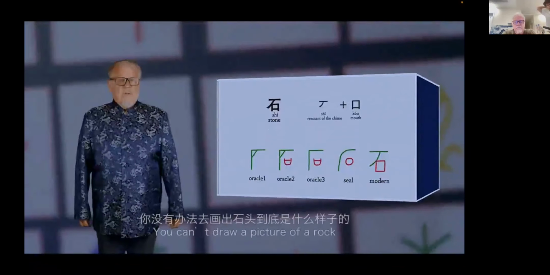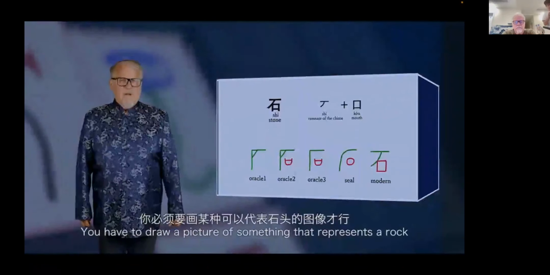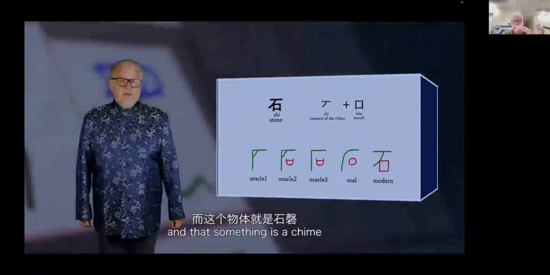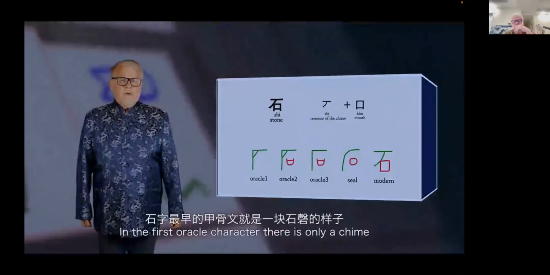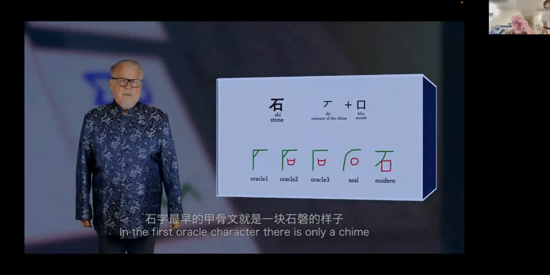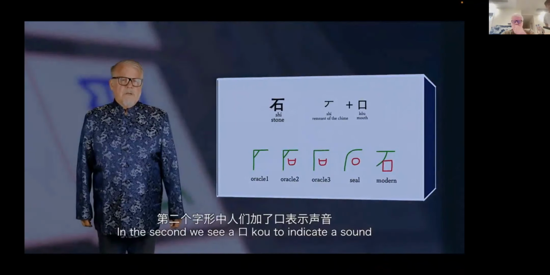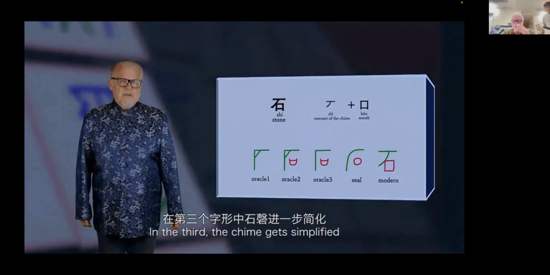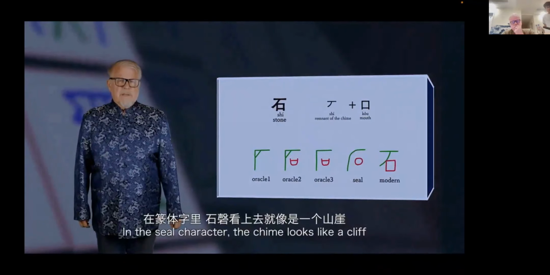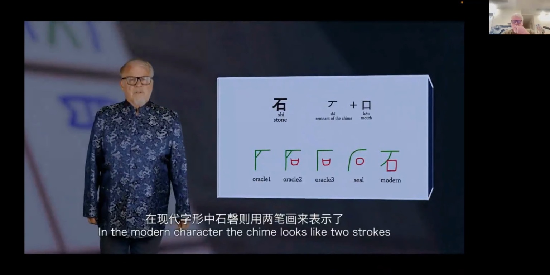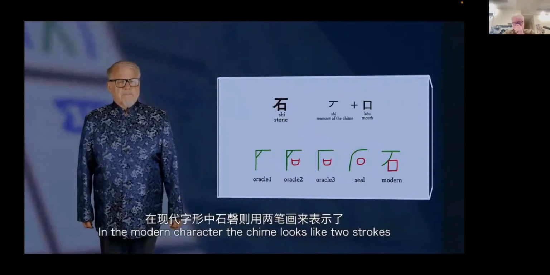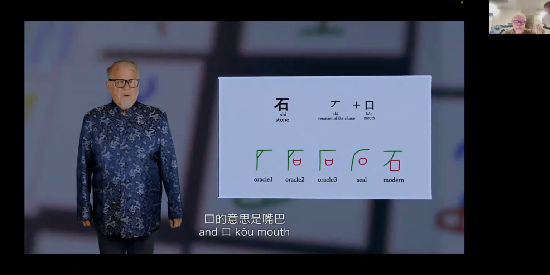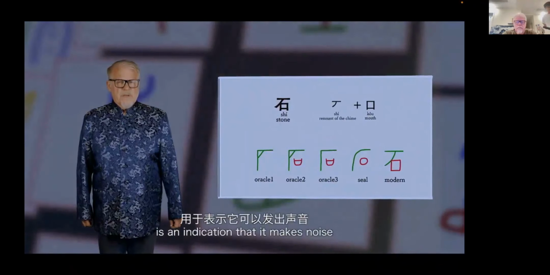Shi means stone. You can't draw a picture of a rock. You have to draw something that represents a rock, and that something is a chime. In the first oracle character, there is only a chime. In the second, we see a ko to indicate that it is a sound. In the third, the chime gets simplified. In the seal character, the chime looks like a cliff. In the modern character, the chime looks like two strokes. Shi is the remnant of the chime, and ko, mouth, is an indicator that it makes noise.